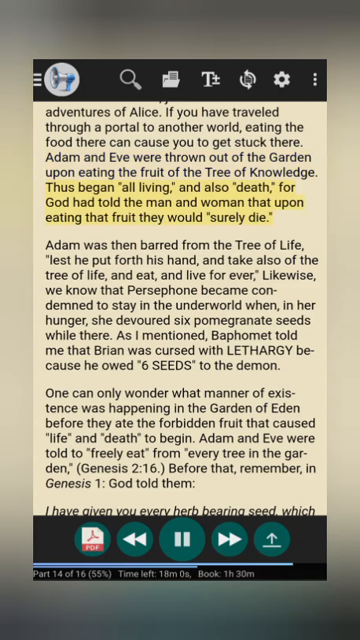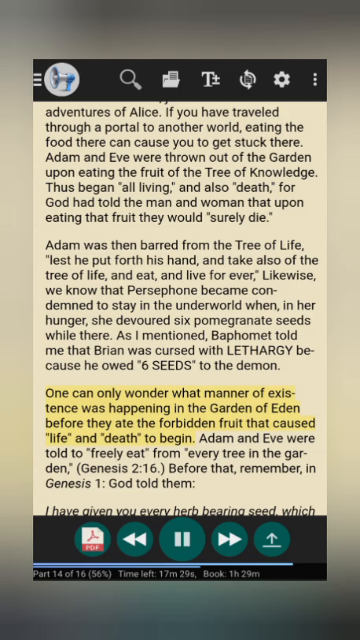Thus began all living and also death, for God had told the man and woman that upon eating that fruit they would surely die. Adam was then barred from the tree of life, lest he put forth his hand, and take also of the tree of life, and eat, and live forever. Likewise we know that Persephone became condemned to stay in the underworld when, in her hunger, she devoured 6 pomegranate seeds while there. As I mentioned, Baphomet told me that Brian was cursed with lethargy because he owed 6 seeds to the demon.